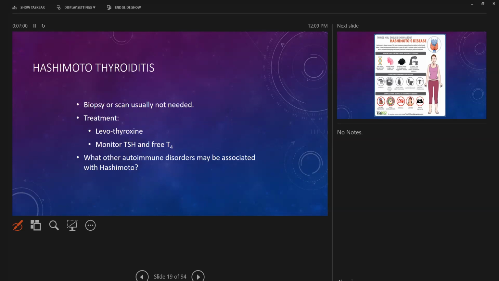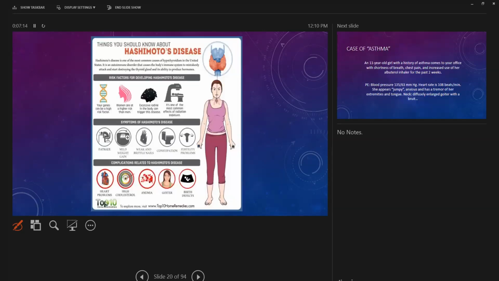Well, if you just spit out any autoimmune condition, you could pretty much be close or right. Hashimoto's is associated with lots of different autoimmune conditions, particularly diabetes. Things you should know about Hashimoto's disease: well, genetics are a risk factor. Women are at higher risk. Excess iodine in the body can trigger this disease, but the most common cause is from radiation exposure.